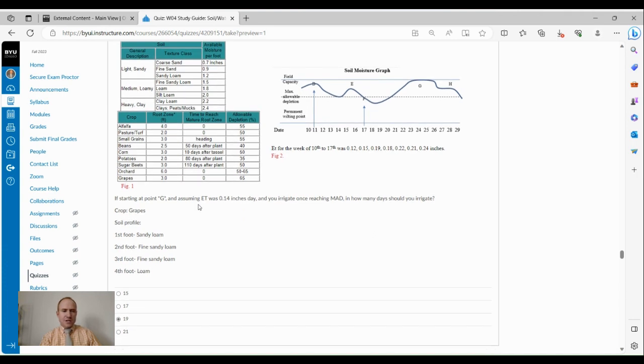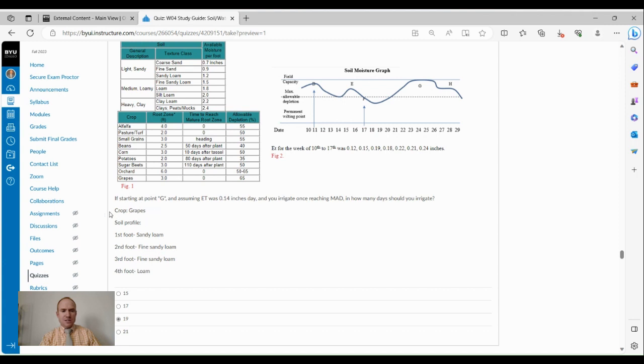The question reads: if starting at point G and assuming evapotranspiration was 0.14 inches per day, and you irrigate once reaching the maximum allowable depletion, in how many days should you irrigate? Okay, let's figure this out.